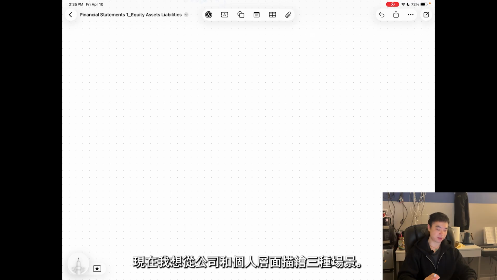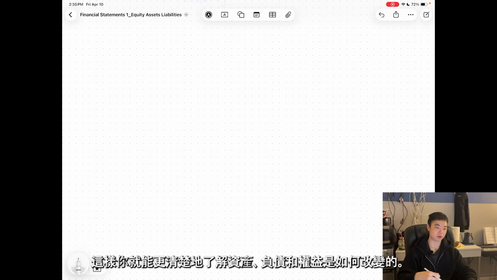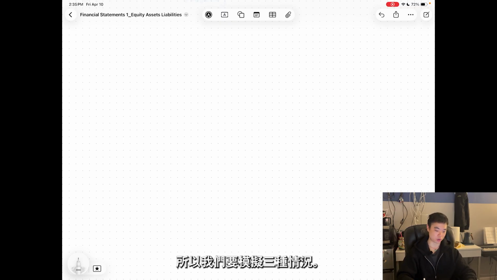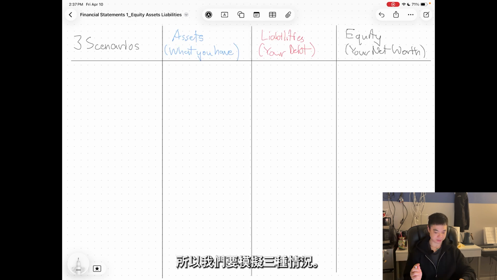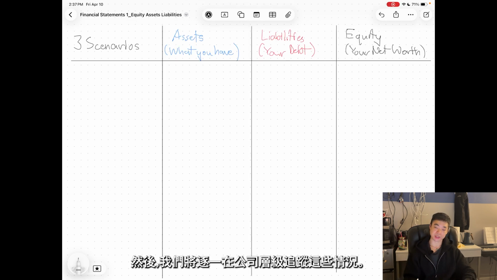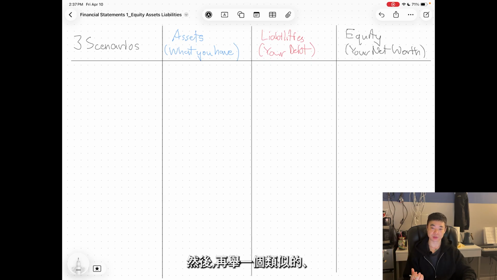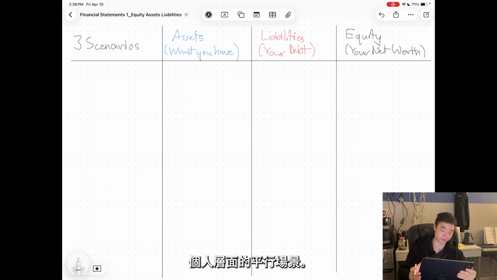Now I want to paint 3 scenarios on a company and personal level so you have a much clearer understanding of how assets, liabilities, and equities change. So we're going to do 3 scenarios, and for each of these we're going to track this at a company level and then also give a similar parallel scenario on a personal level.